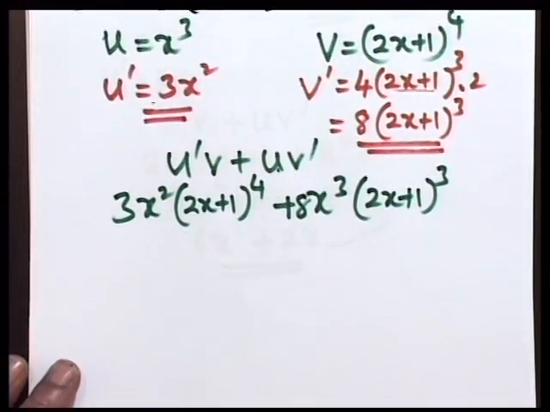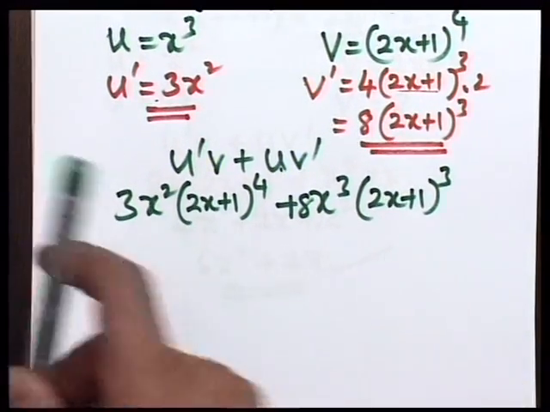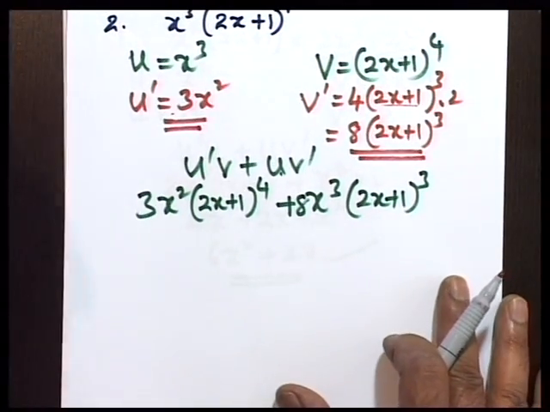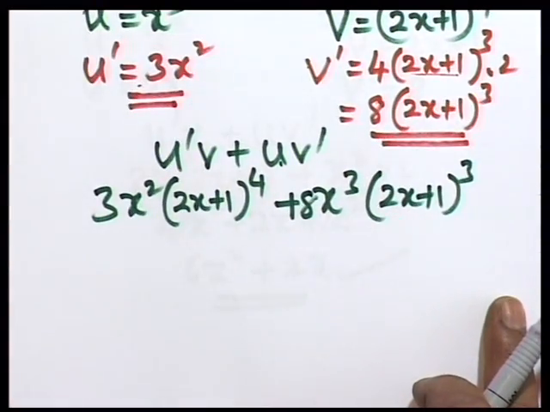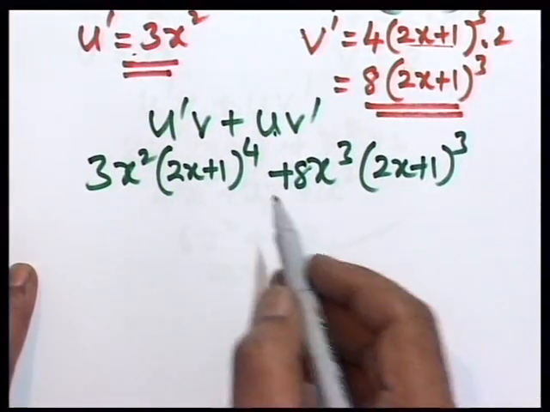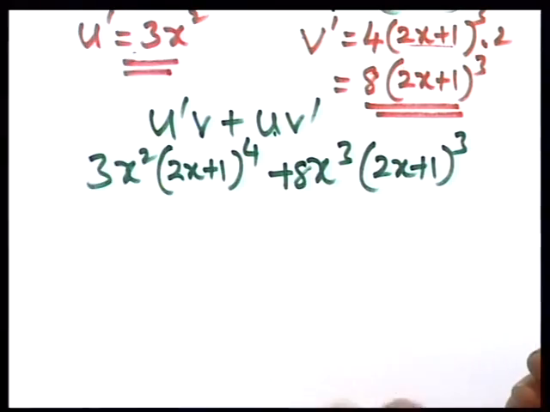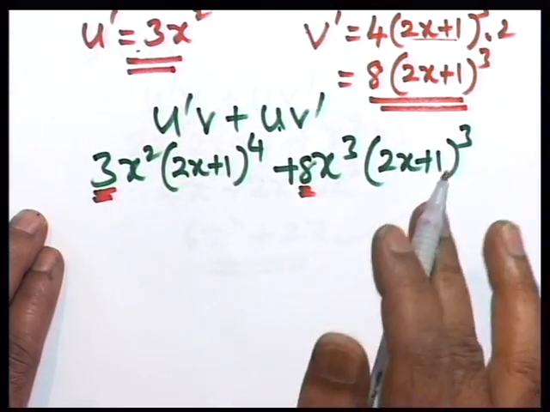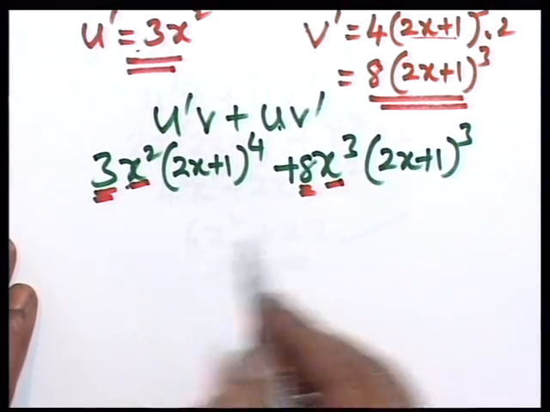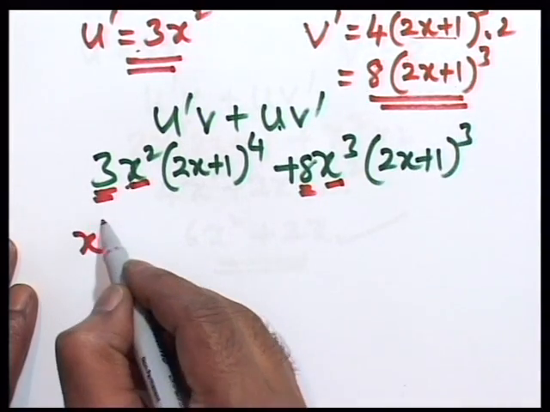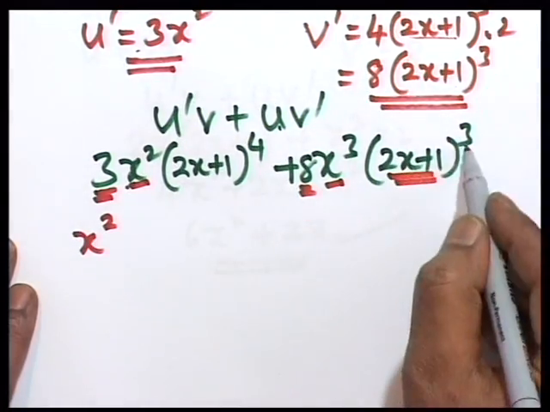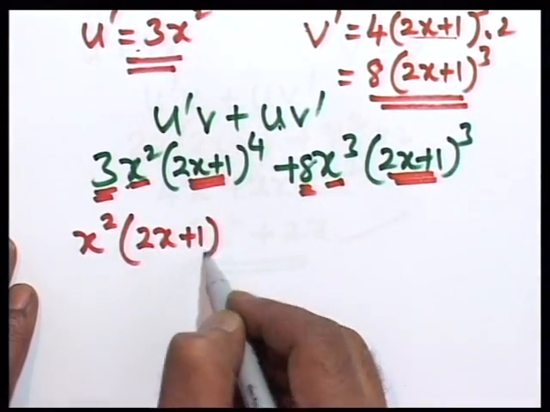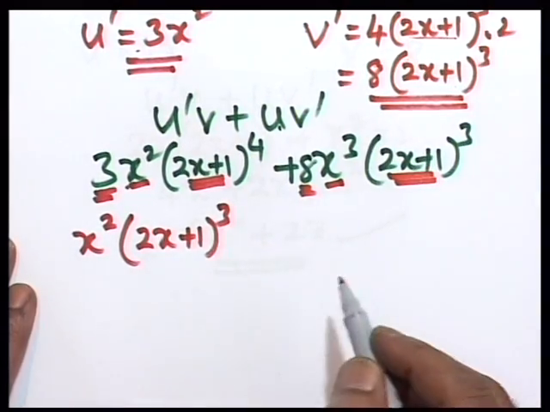Now, we are not allowed to leave the answer like this, right? We are supposed to simplify a little bit. If there is a common factor, we take the common factor out, please. Okay. That's what we got. Now, let's see what is common. That's a single term. That's a single term. So I'm going to look at the numbers first. 3 and 8, no common. x square and x cube. x square is common. Now 2x plus 1 cube, 2x plus 1, 4. So actually 2x plus 1, 3 is common. That's the maximum common factor.